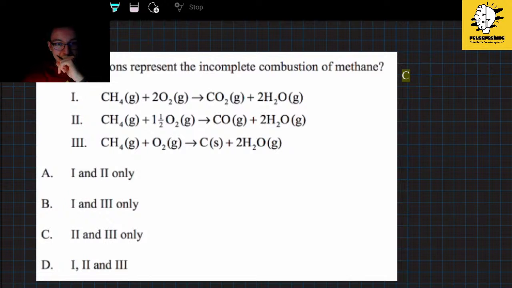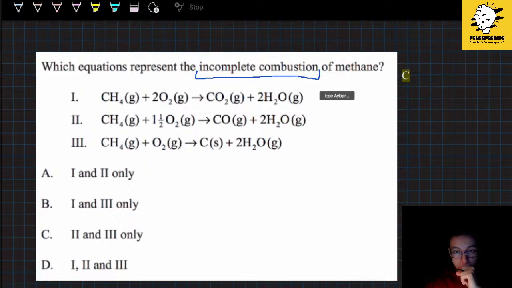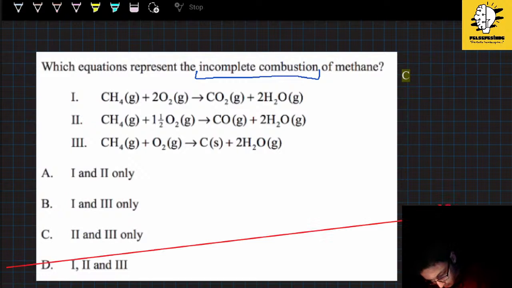Okay. So, which equations represent the incomplete combustion of methane? Incomplete combustion means that there is not enough oxygen in the reaction, and as a product of incomplete combustion, we need to have carbon monoxide or just carbon itself. But when we have complete combustion, then we always have carbon dioxide, and this is the thing we should remember.